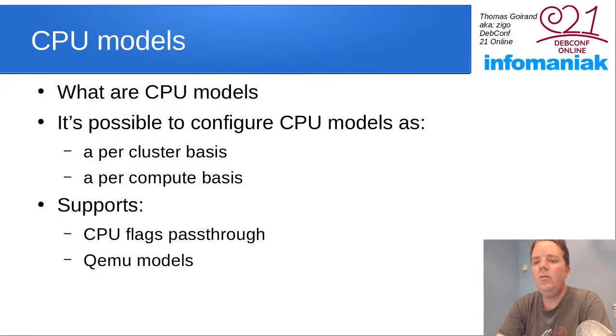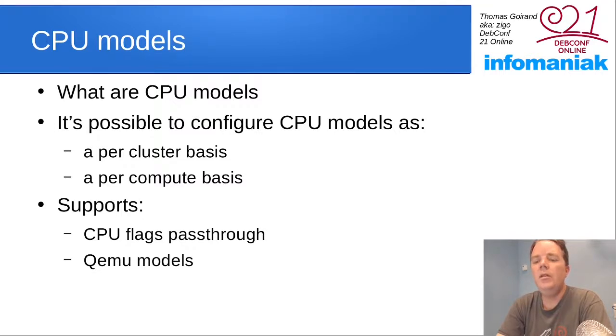OCI can also support CPU models. So what are CPU models? Whenever you spawn a VM with QEMU, it's possible to define CPU models that your host CPU can handle. The reason to do that is that you want to expose some CPU flags to your instances, but maybe not all of them. The advantage when you filter which CPU flags you expose to the virtual machines is that this way you are able to live migrate VMs between compute nodes even if they have different CPU models.